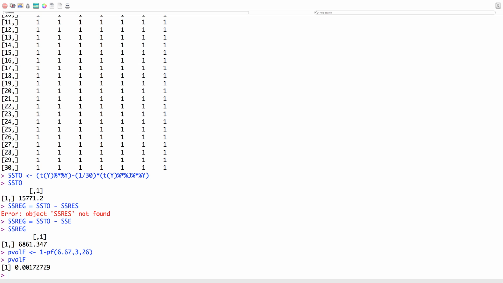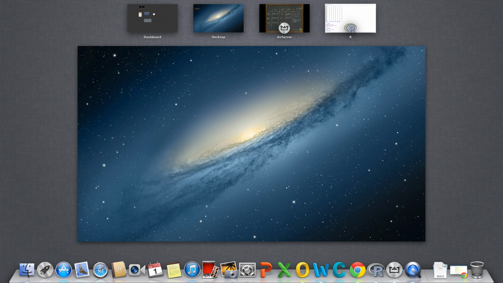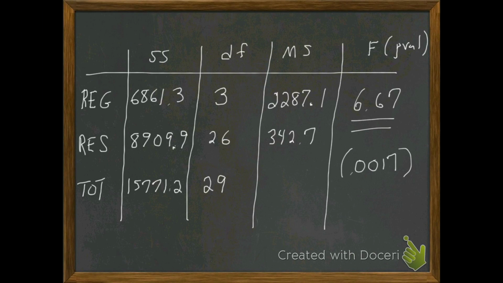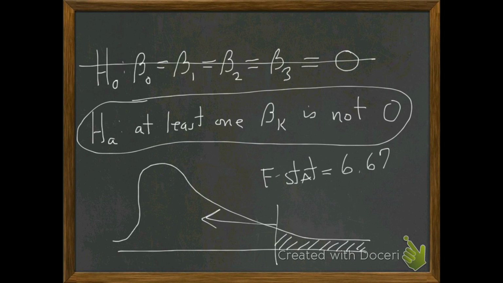So at the 0.05 level for alpha, we would reject the null. So what does that tell us? Well, that tells us that at least one of our betas, so we are rejecting this based on our data, this statement is more believable. So either LSS, IQ, and/or EST appear to be statistically significant.